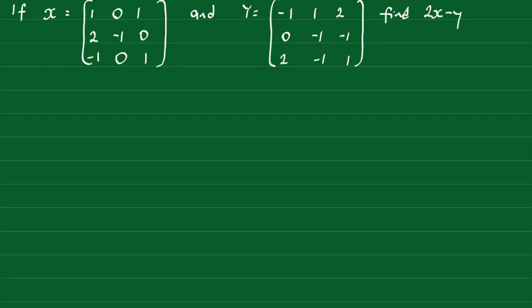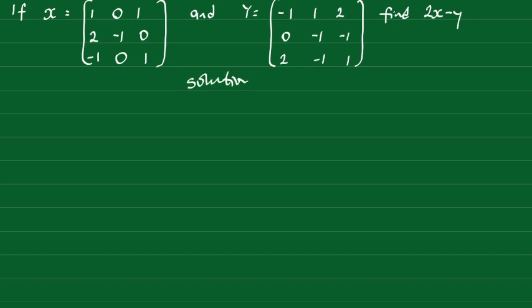All right, so I have this question from JAM 2006, question 31, where we are asked: if x is equal to the matrix [1, 0, 1, 2, -1, 0, -1, 0, 1] and y is equal to the matrix [-1, 1, 2, 0, -1, -1, 2, -1, 1], find 2x minus y. Quickly, we dive into this by writing the solution.